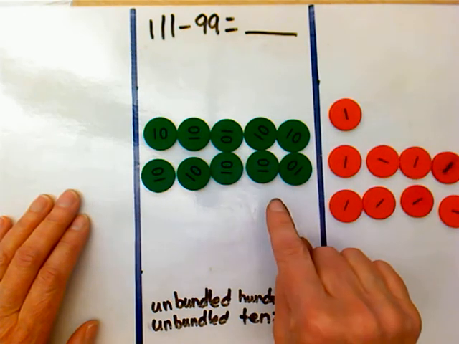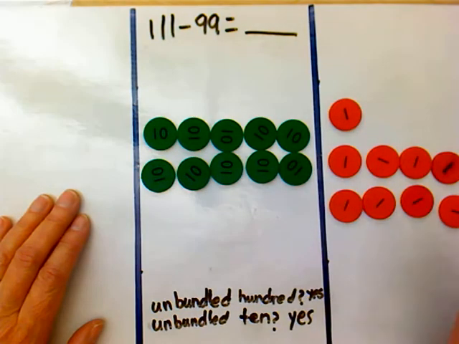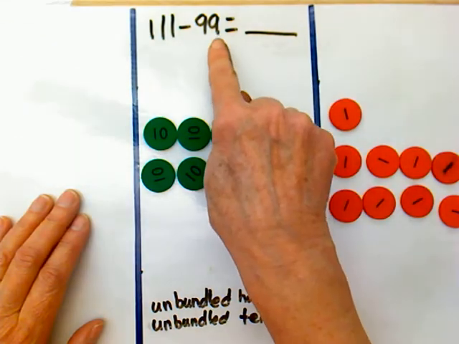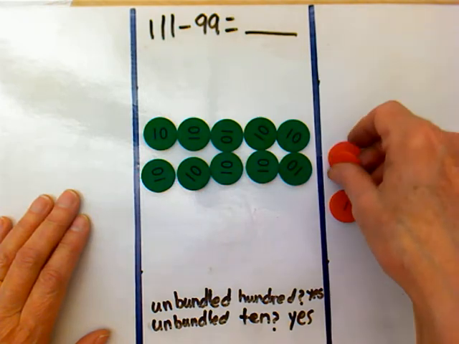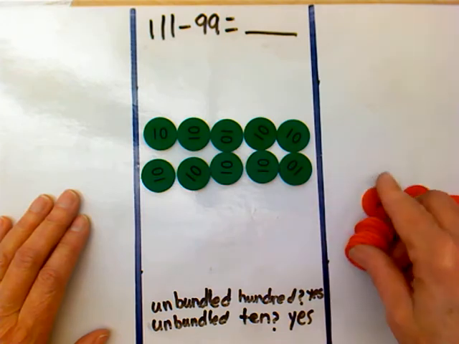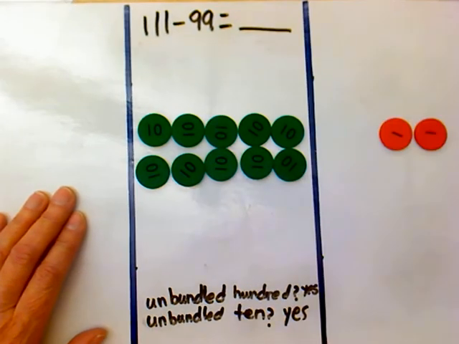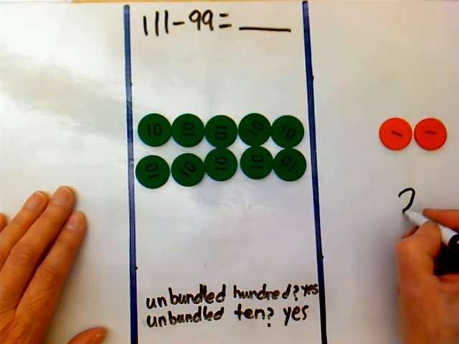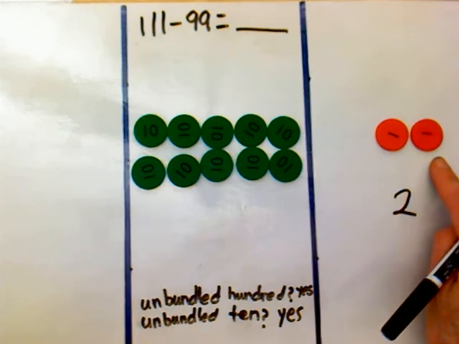Once I've done that, and I know that I have enough to be able to take away from the 10 that are already here, then I can go back and say, can I take 9 ones away from 11 ones? The answer to that is yes. 1, 2, 3, 4, 5, 6, 7, 8, 9. That leaves me with 2 ones, because I had to unbundle a 10, so I would have enough to be able to take that away.